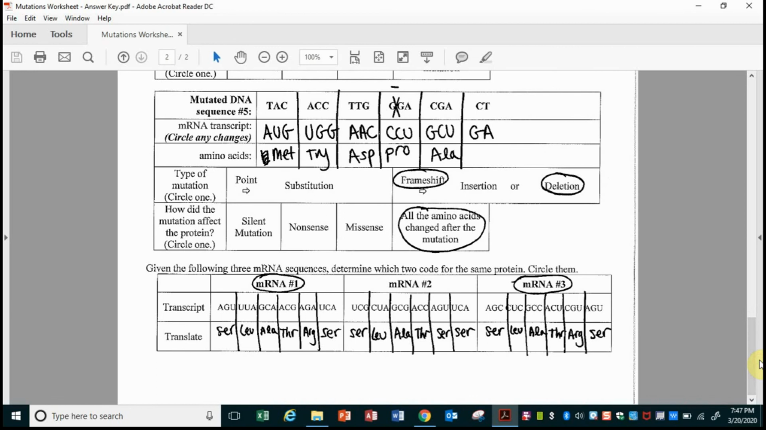Then I am asked to go through and translate all these mRNA sequences into amino acid sequences and identify which 2 are identical in terms of their amino acid sequences. And those would be mRNA-1 and mRNA-3. So this is just another example of that redundancy in the genetic code, where multiple codons can code for the same amino acid. All right, and that's it for this video.